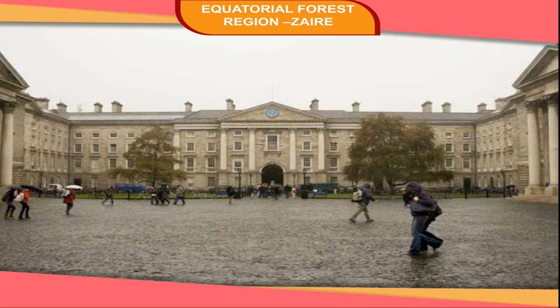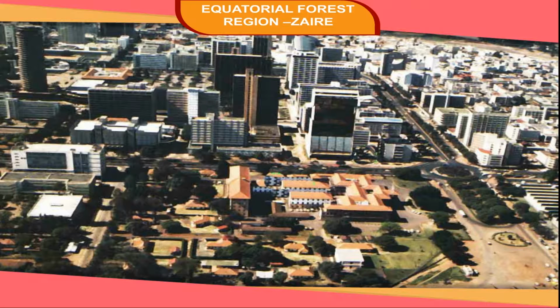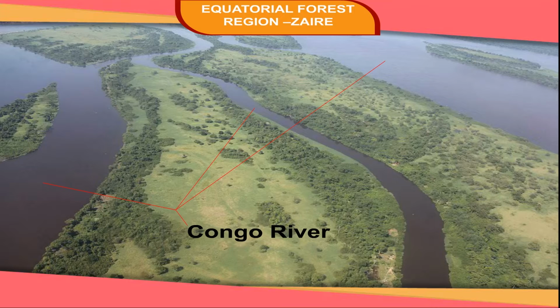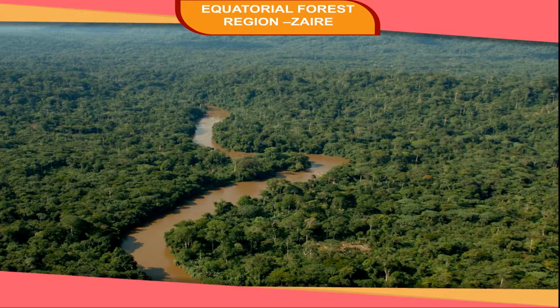It is also known as the Democratic Republic of the Congo. The equator crosses the northern part of Zaire. Kinshasa is its capital. It is located on the southern bank of the Congo River. Kinshasa is the largest city in Central Africa. The country's most significant feature is the Congo Basin, which encircles it.